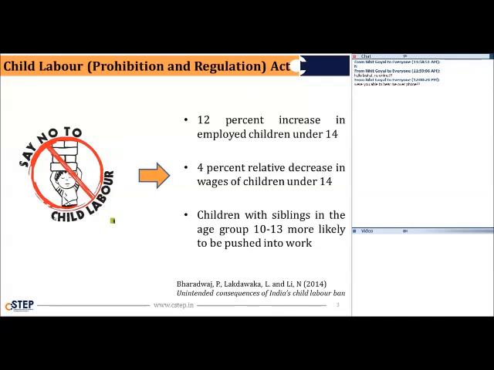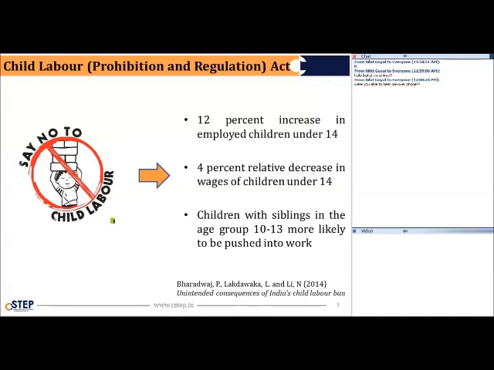Let's look at another example. In 1986, the Government of India came out with the Child Labor Prohibition and Regulation Act. The idea here was that child labor for children below the age of 14 was to be banned in order to promote enrollment in school and increase literacy.